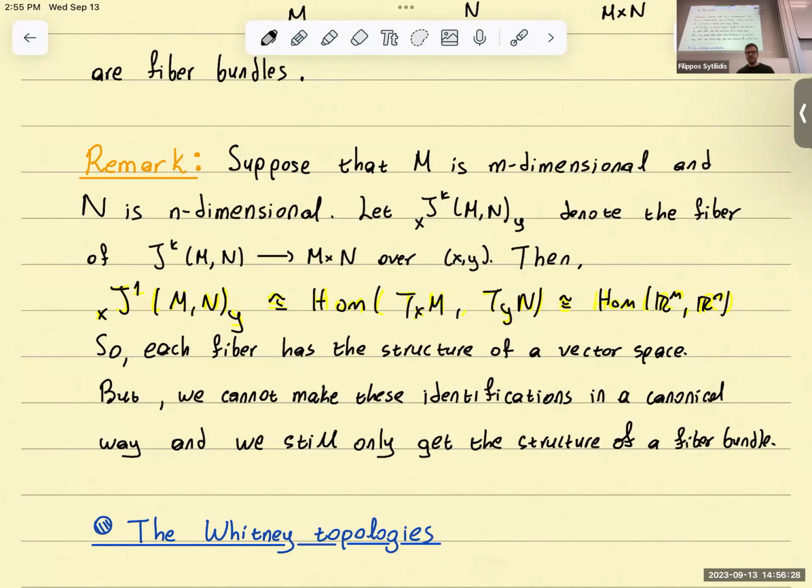It's not even J^1, it's not actually still a vector bundle. It doesn't have the structure of a vector bundle. So I can identify each fiber with a vector space, but I can't do that in a canonical way. So these identifications don't give me a vector bundle structure on J^1. It's something that I can do non-canonically at every point, but I can't do more than that.